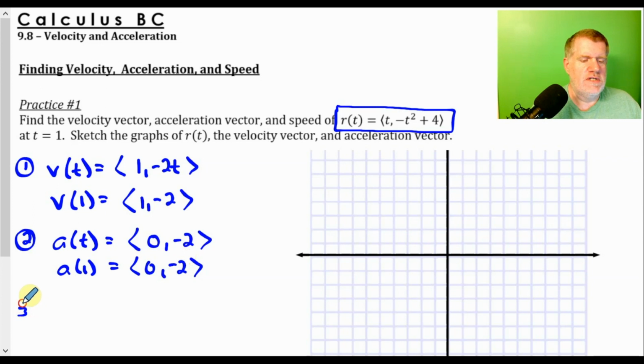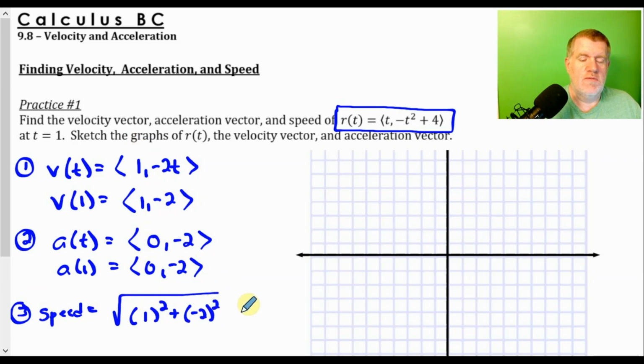All right, thirdly, what is our speed? Well, remember, our speed is like the distance formula. How do x and y change? And we're given it right here. At 1, our x value changes by a component of 1. Our y value changes by 2. So it's the square root of 5, 1 plus 4. That's the speed at time equals 1.